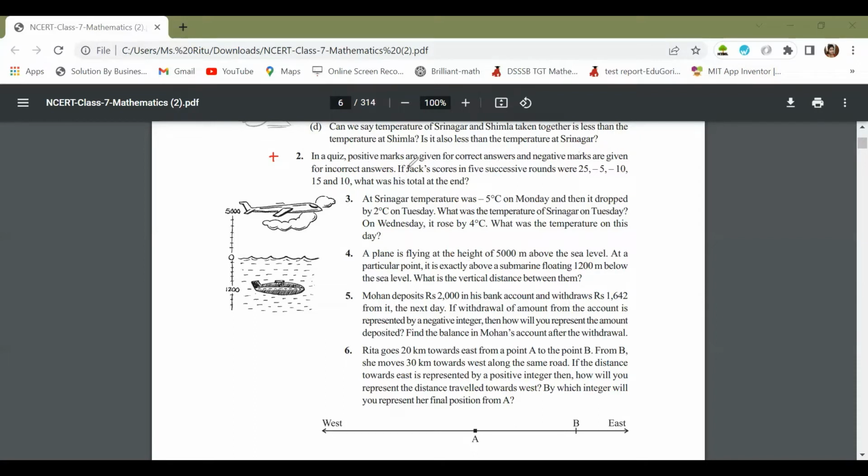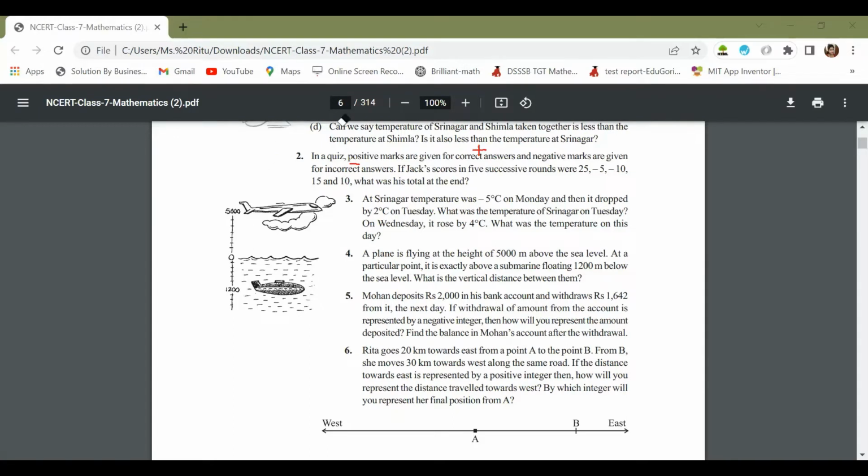And negative marks are given for incorrect. So out of 10, you are attempting 5 questions correctly. So you will get marks of 5 correct questions, as well as the marks would get deducted for the incorrect answers. So that is the negative marks basically. So negative marks for incorrect. For correct, it is plus. For incorrect, it is minus.